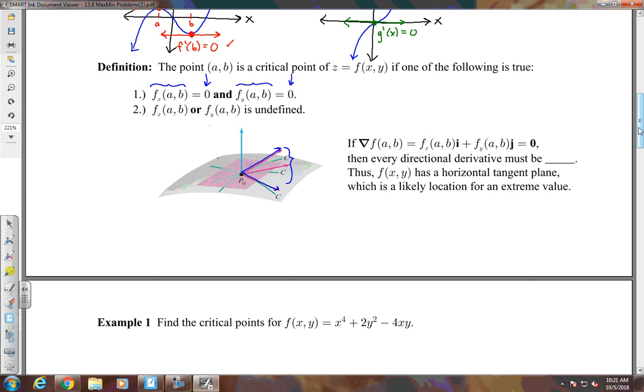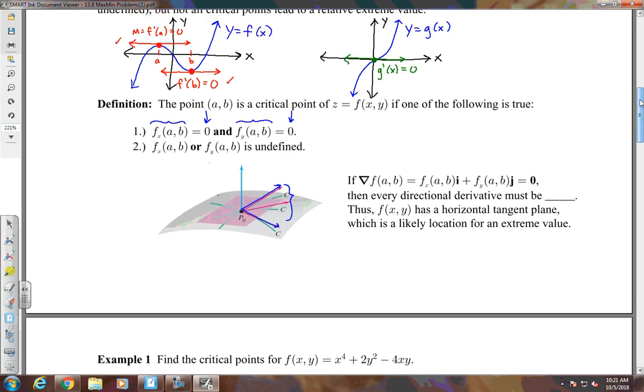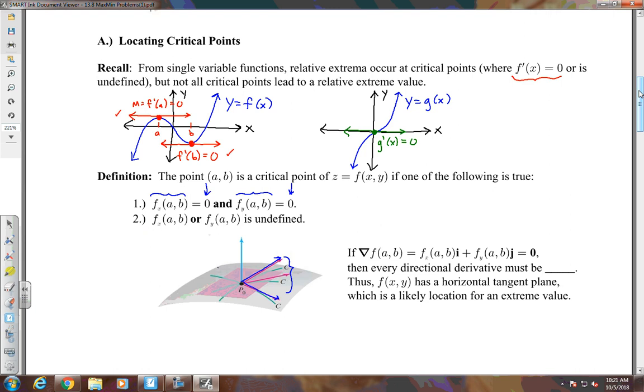So what I'm going to do is take the first partial with respect to x and set it equal to 0, and the first partial with respect to y and set it equal to 0. I will solve for the ordered pairs. The results of that algebra will be our critical points, okay? But just like we said in the plane, if my derivative is undefined, then we can also find a possible extreme value.